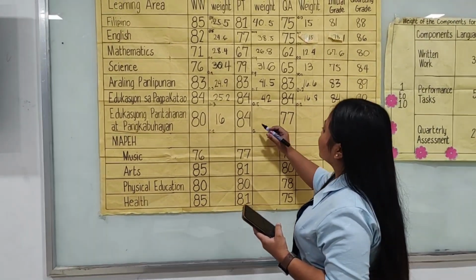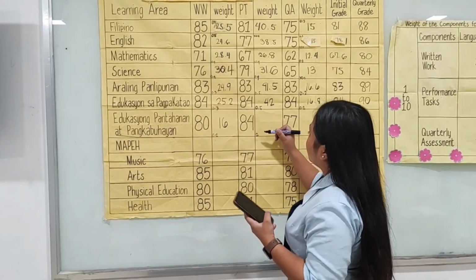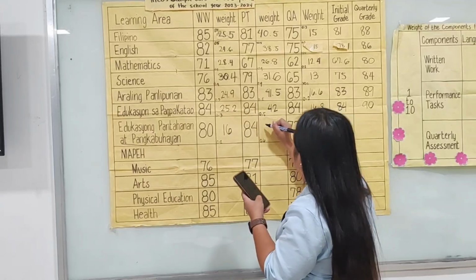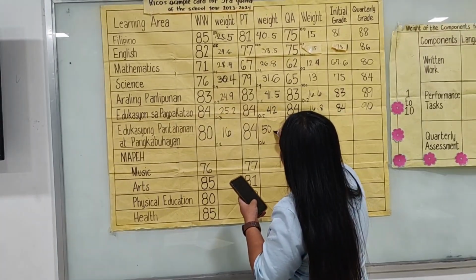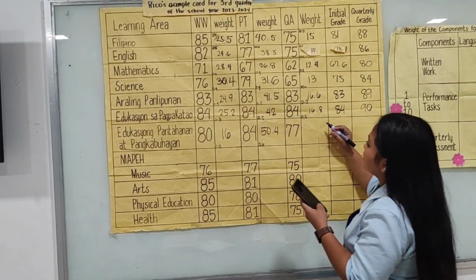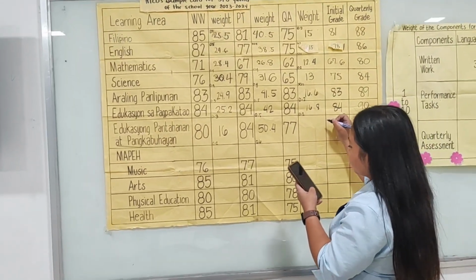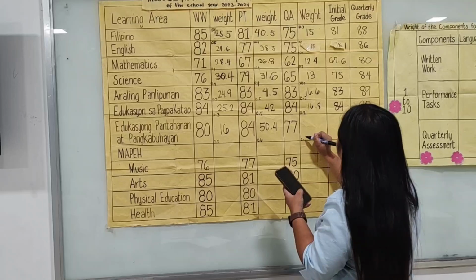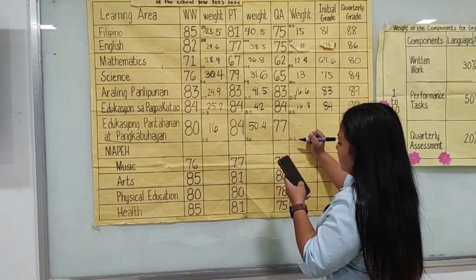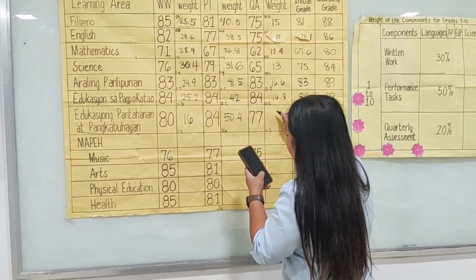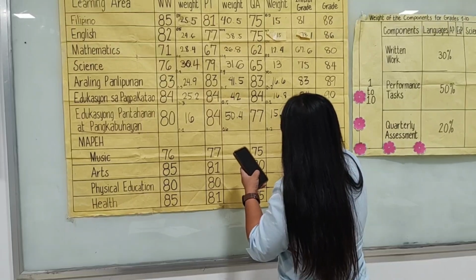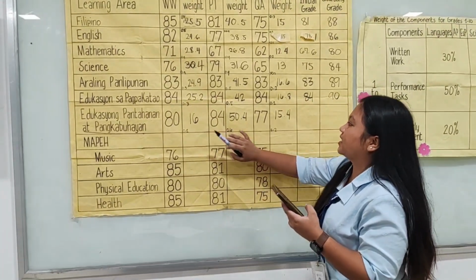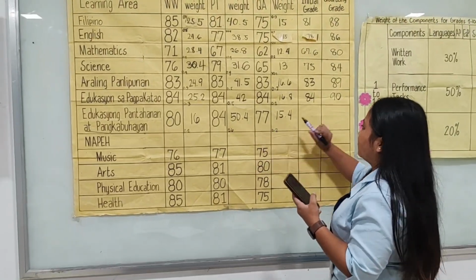So, in performance task, we have to multiply 84 by 60%. So, 84 times 0.6 equals 50.4. And lastly, the quarterly assessment in EPP is 77 times 0.2 equals 15.4. So to get the initial grade, we have to add 16, 50.4 and 15.4.